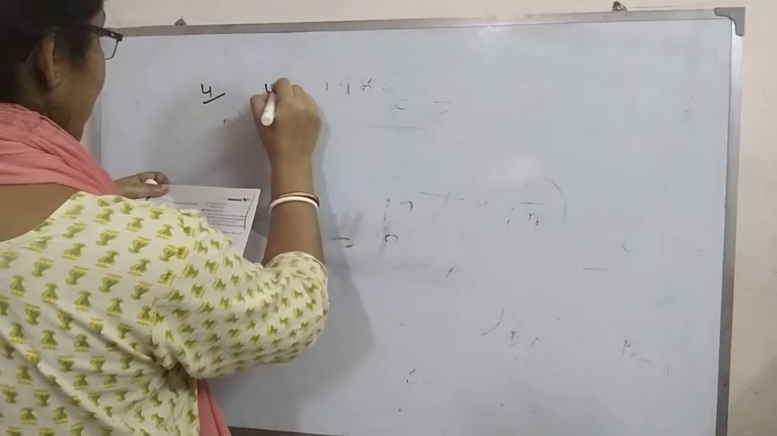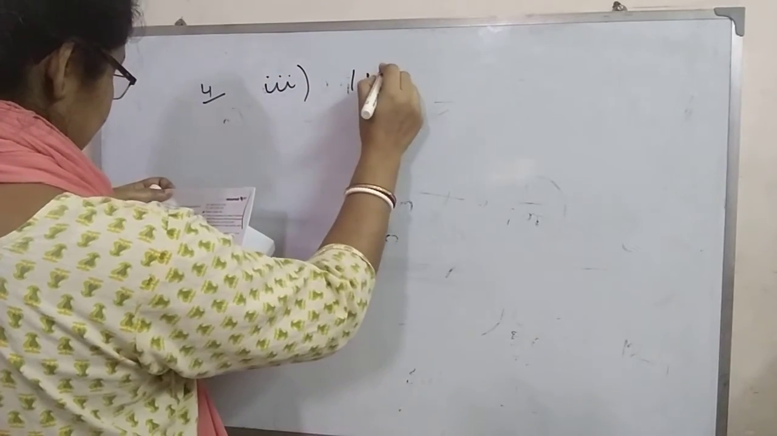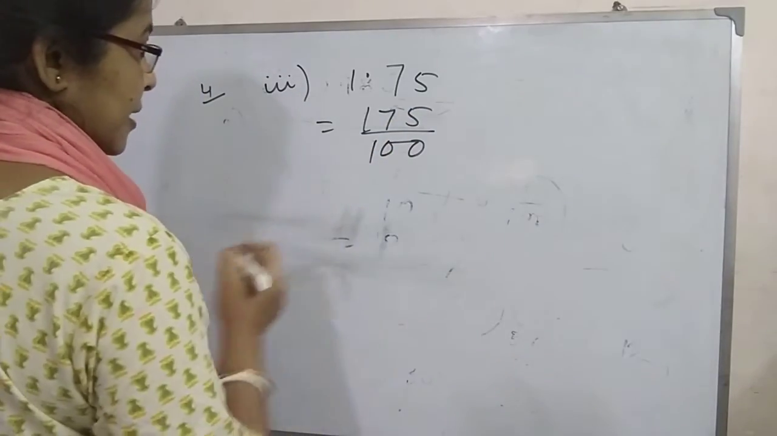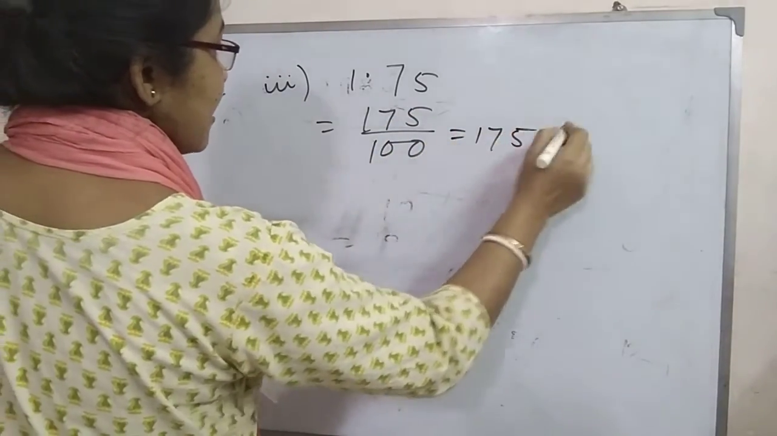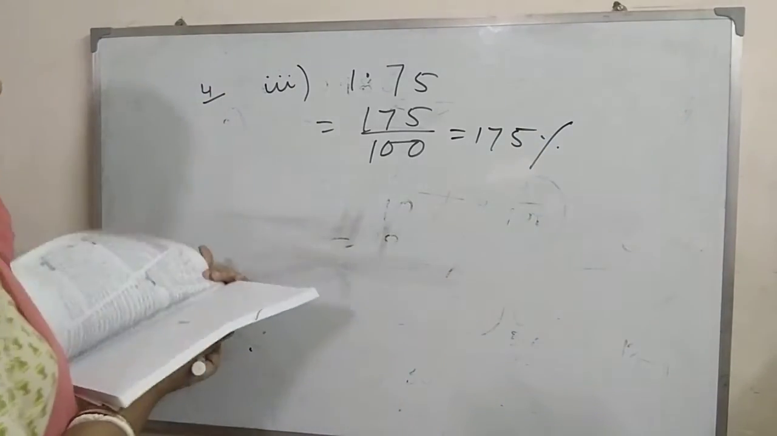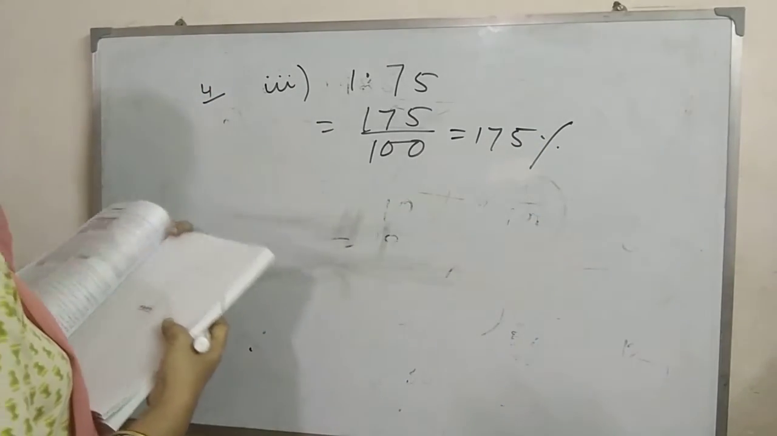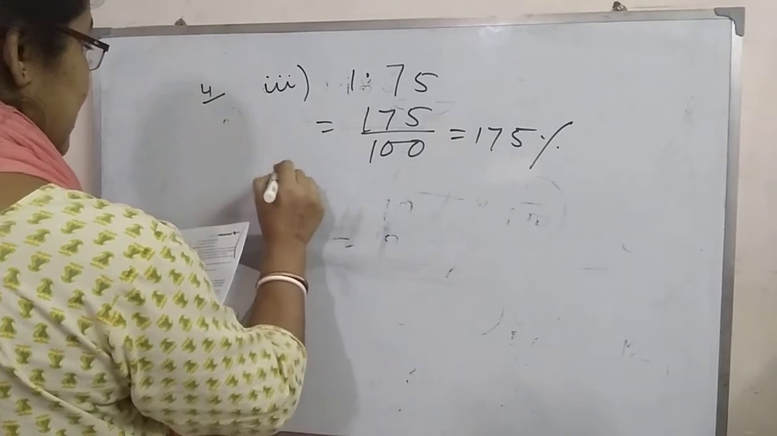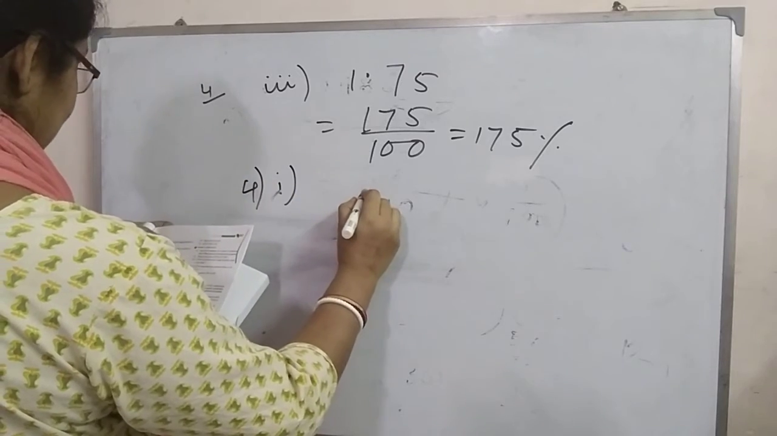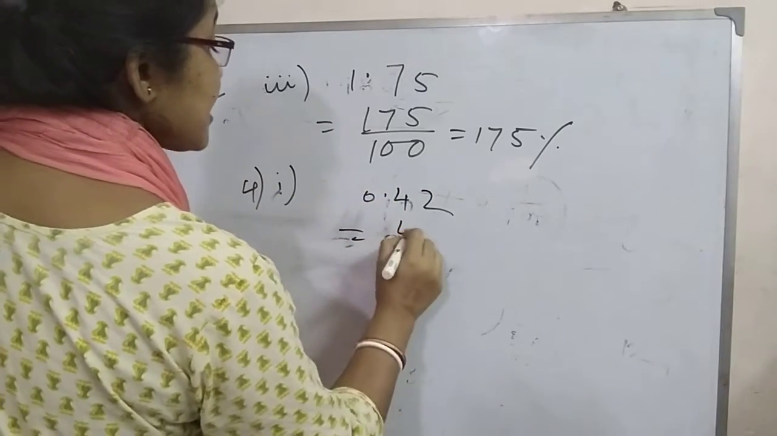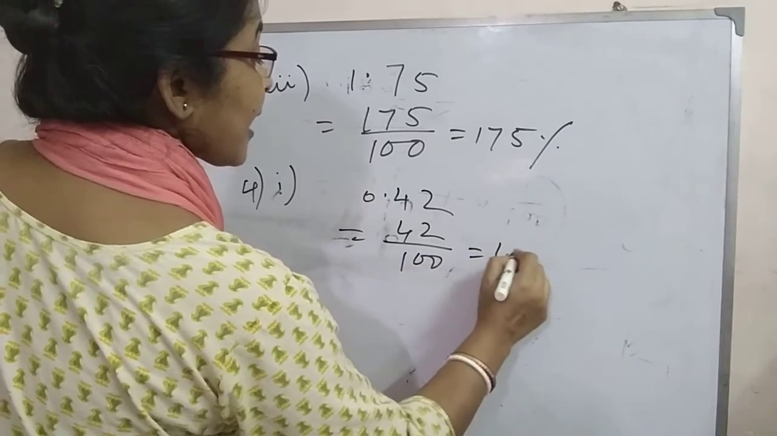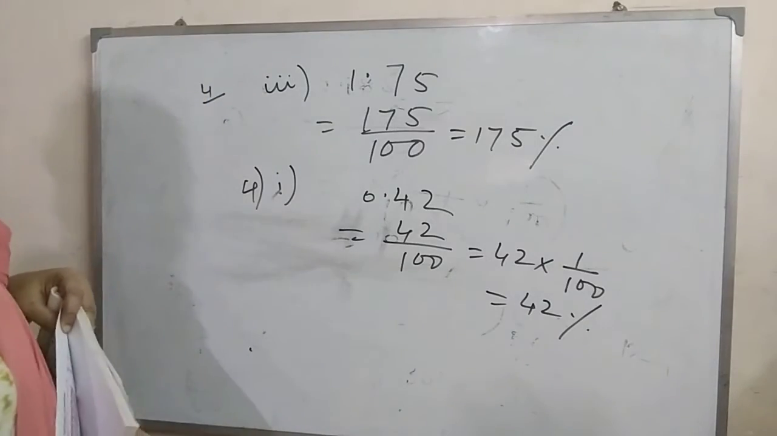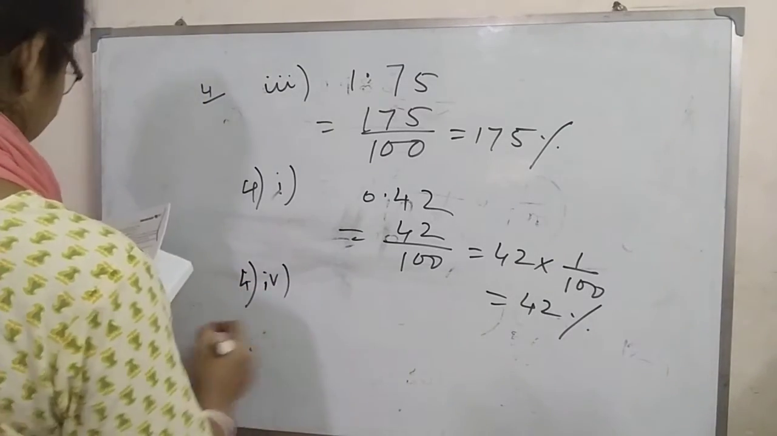Sum number 3, that is 1.75. This is equal to 175 by 100. This is equal to 175%. Okay. Sum number 1, that is 0.42. This is equal to 42 by 100. I can write it in this way. This is equal to 42%.